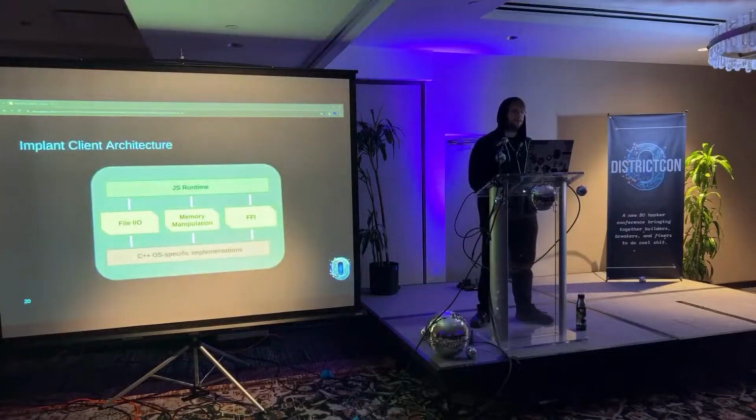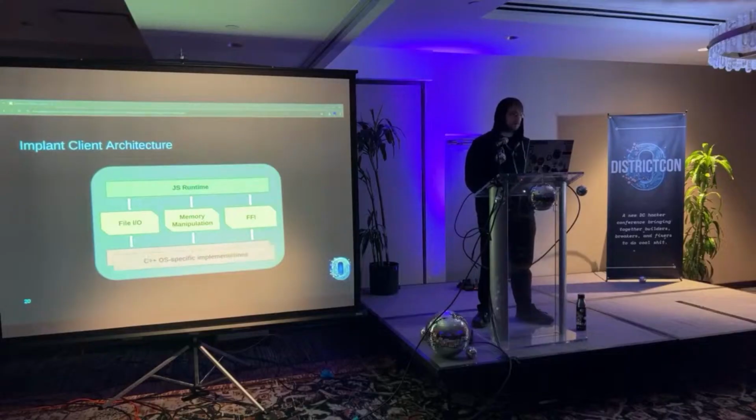The architecture of the client was very much focused on reducing the amount of work required to add support for new operating systems and architectures. So the JavaScript runtime interfaces with different native code for things like file I/O, memory manipulation, and the foreign function interface that handles all the hard work of managing state and tracking objects that need to be freed when the module finishes and things like that. And then those wrappers are interfacing with the OS-specific code. So if you want to add, like, we have Linux and Windows right now.